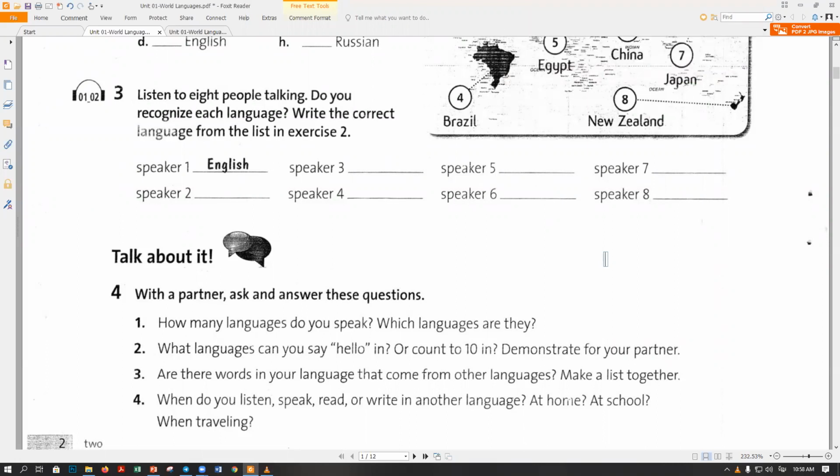Page 2. Exercise 3. 1, Hi, how are you today? I speak English. What language do you speak?